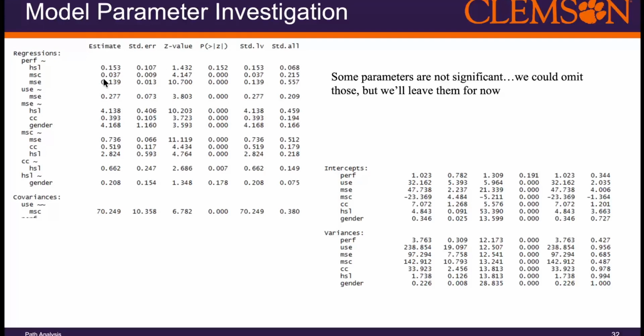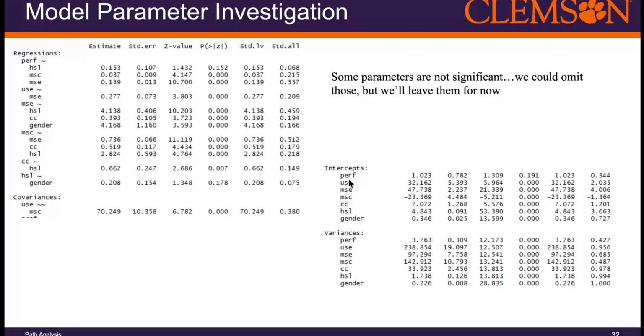So again, getting into the interpretation, we could say, okay, for every 1 unit increase in high school experience, performance goes up by 0.15. That is how we would interpret that. Same thing like a regression slope. The intercepts also, we interpret those in a similar way we do in regression as well.